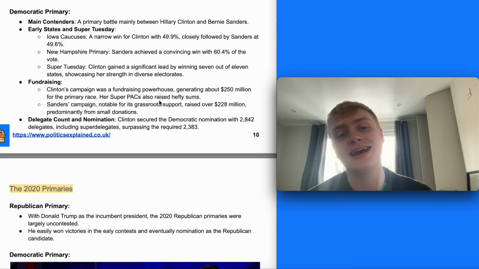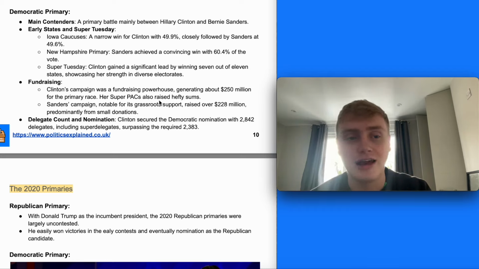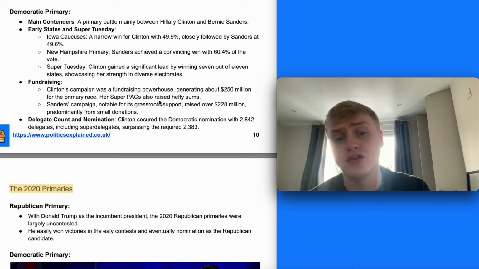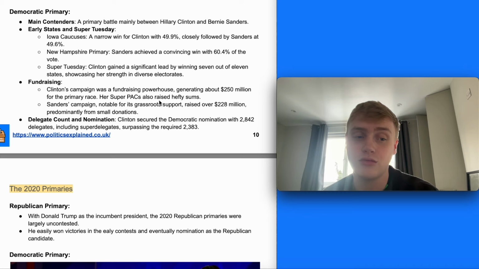Crucially, though, Clinton gained a significant lead on Super Tuesday, winning 7 out of the 11 states, showcasing her strength with diverse electorates. In terms of fundraising, her campaign was a fundraising powerhouse, generating over $250 million for the primary race. Sanders' campaign, notable for its grassroots support, raised over $228 million, predominantly from small donations. Clinton secured the nomination with 2,842 delegates, including superdelegates, surpassing the required 2,383.